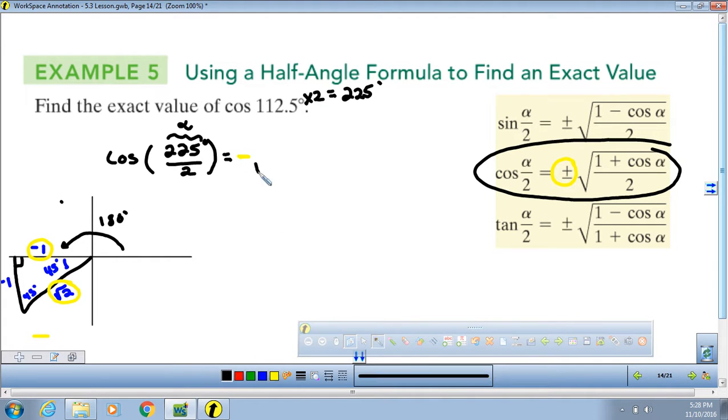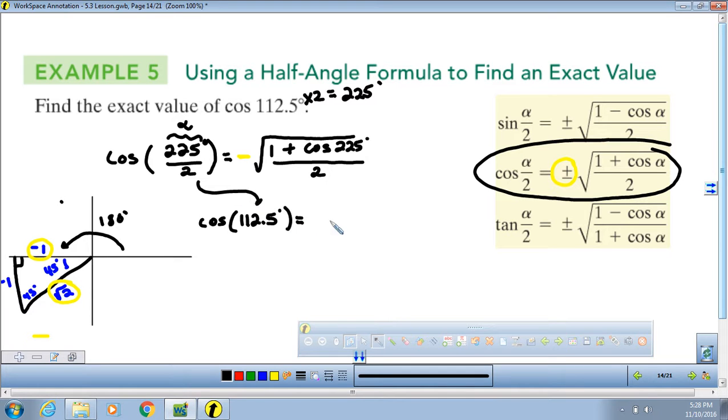Understood? It's going to be negative square root of 1 plus cosine of alpha, which is cosine of 225 degrees, divided by 2. So cosine of 112.5, which is 225 over 2, equals negative square root of. Now let's find the value of cosine of that angle 225, which is this triangle in quadrant 3.